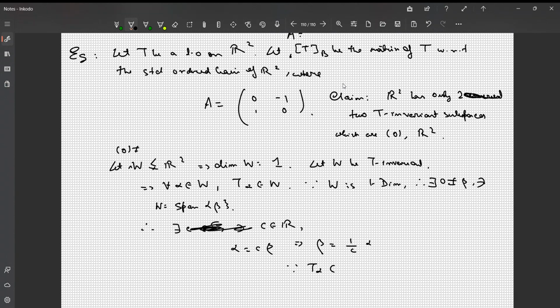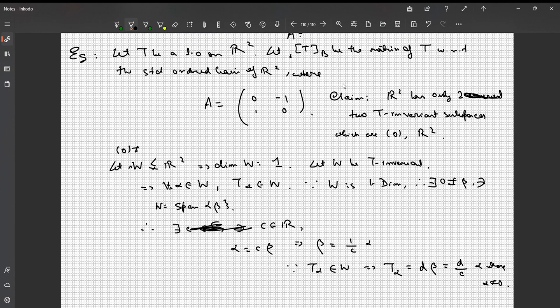Now, T of alpha is inside W. Since T of alpha is inside W, that implies T of alpha is some other scalar multiple of beta, right? Because W is spanned by beta, and T of alpha is an element of W, it is another scalar multiple of beta. But beta is 1 upon C times alpha, so it's some D upon C times alpha. And alpha is obviously non-zero. We have chosen a non-zero element alpha. Clear? Got it?